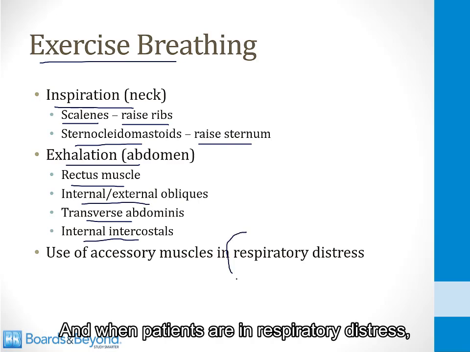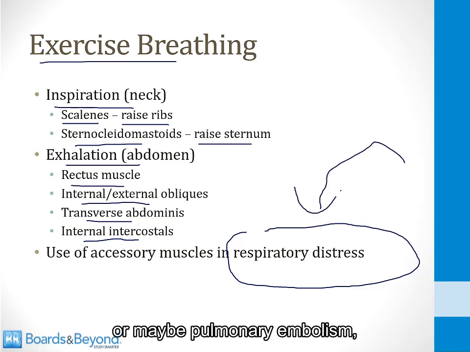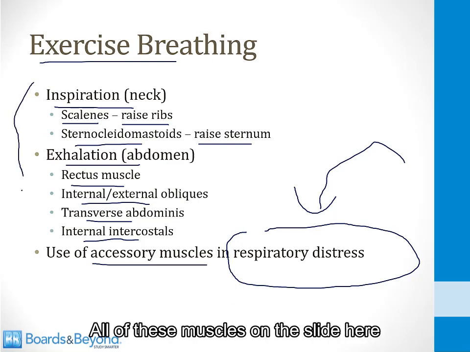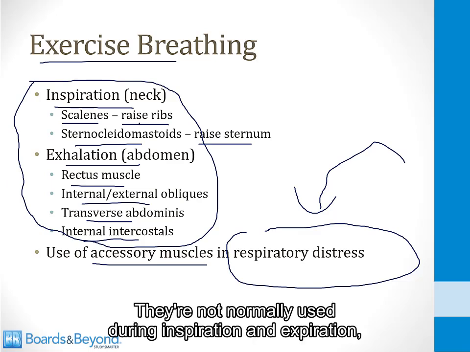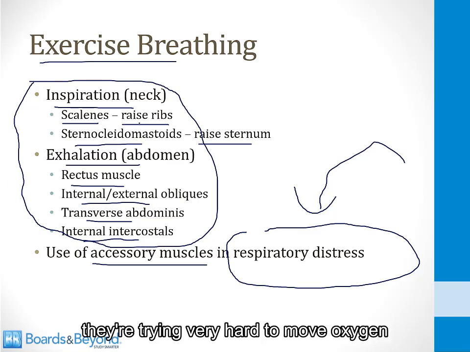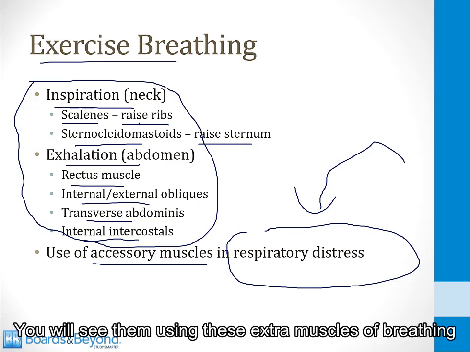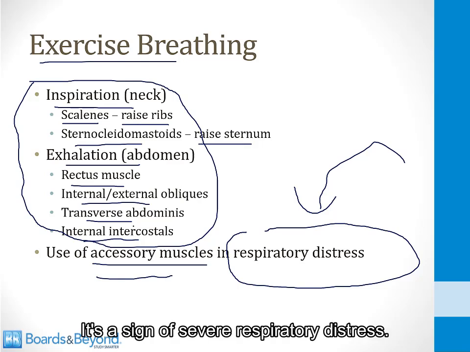And when patients are in respiratory distress, for example, a patient with pneumonia or heart failure, or maybe pulmonary embolism, you will see them using what's known as accessory muscles. All these muscles on the slide here are accessory muscles. They're not normally used during inspiration and expiration, but in patients in respiratory distress, trying very hard to move oxygen in and out of their lungs, you will see them using these extra muscles of breathing, and we call that use of accessory muscles. It's a sign of severe respiratory distress.